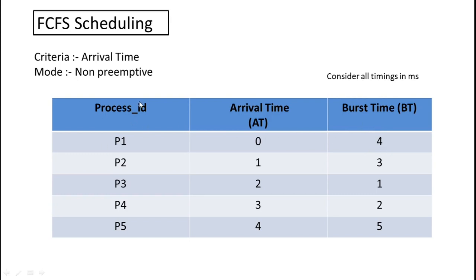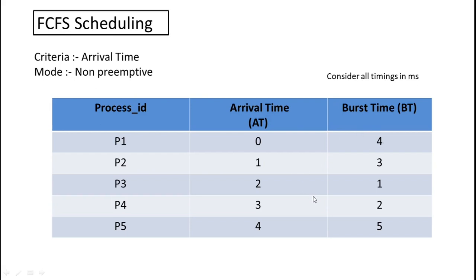Suppose for the process P1, arrival time is 0 and burst time is 4. One notification here is to consider all timings in milliseconds. So arrival time is 0 milliseconds and burst time is 4 milliseconds. It means, for example, if any process is arriving at 7 p.m. and that process starts its execution at 7 p.m., then that process will complete at 7 p.m. and 4 minutes. Get it?